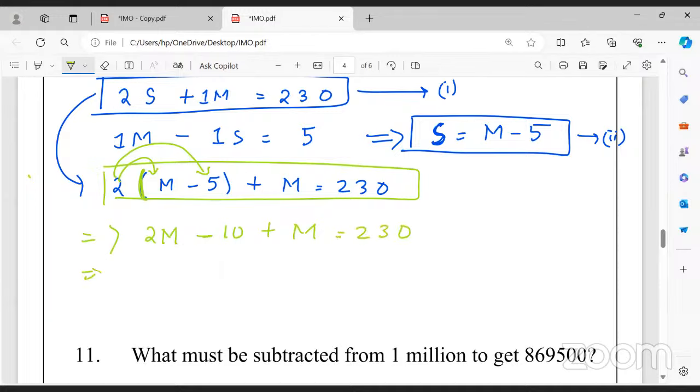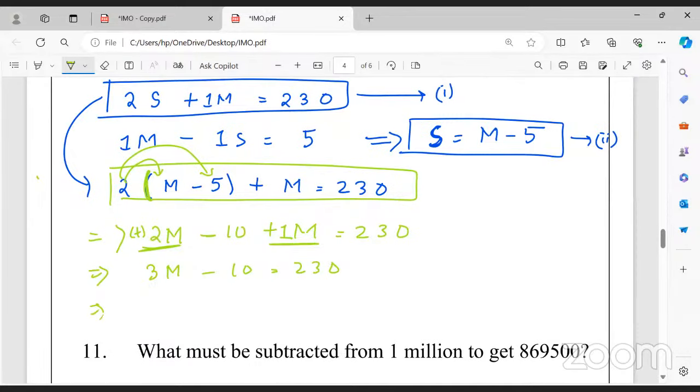Now what's next? This 2m and 1m is how much? This no sign means it is always a plus sign. 2m plus 1m is 3m. So I am bringing both the things together. Minus 10 equals 230. Now how we did in the previous equation, no? We changed the sign. Here also we are going to do the same thing.